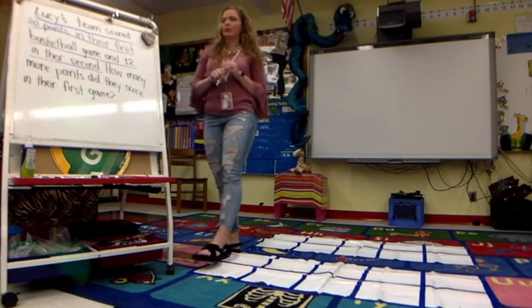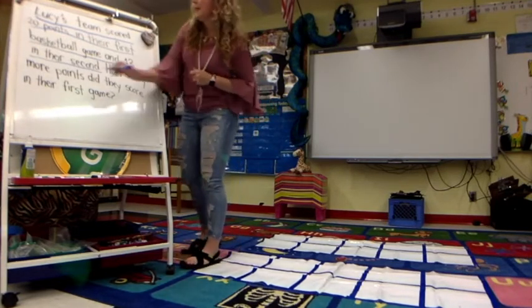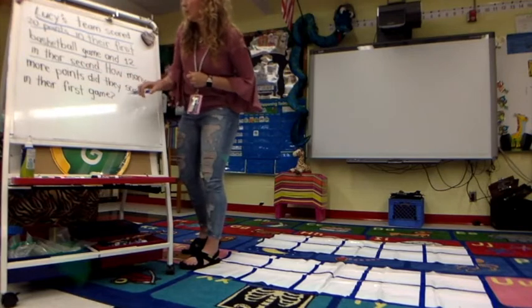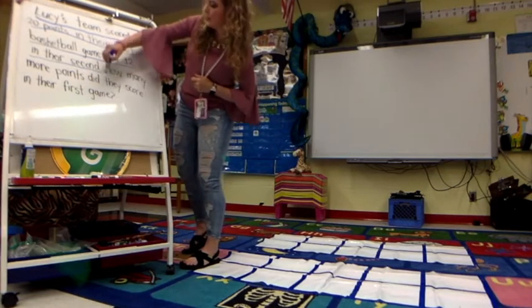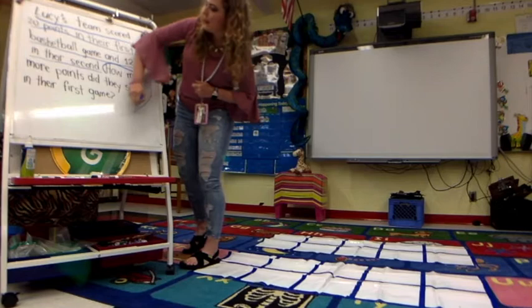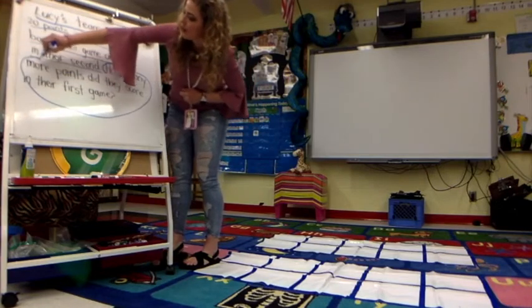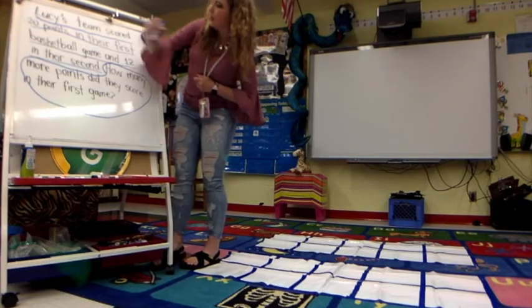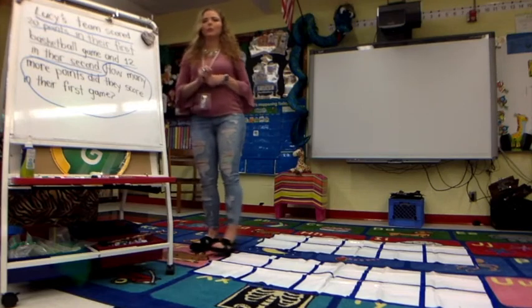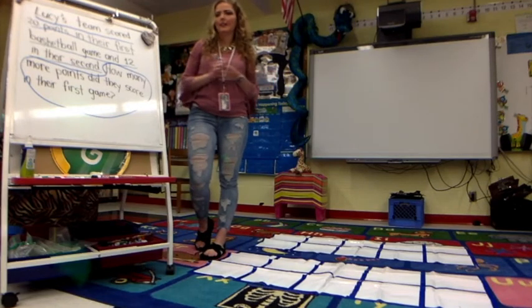Okay, then we need to circle the question. How many more points did they score in their first game? So we circle that. And the words how many more tells us that we need to subtract. What two numbers are we going to subtract?